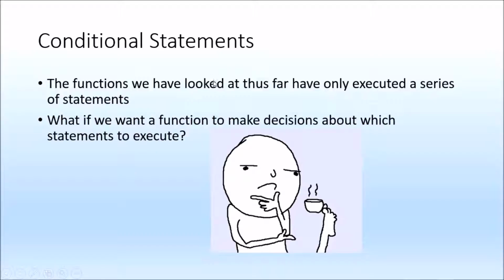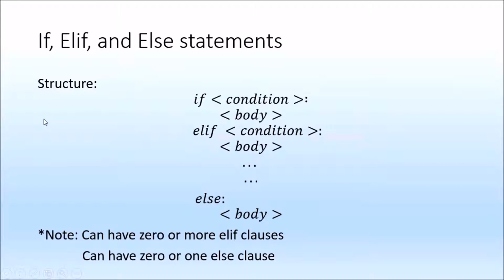So once we have Boolean contexts, we can then define something new that we can do with functions. The functions we've looked at so far have only been able to execute a series of statements. What if we want to make a function make decisions about which statements to execute? This is some food for thought, and basically the way we do this is we start to introduce conditional statements and control into our programs.